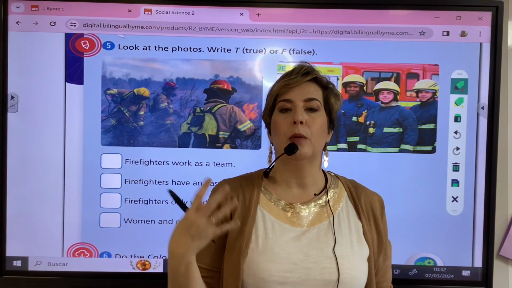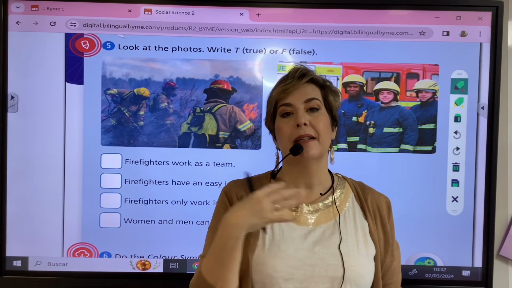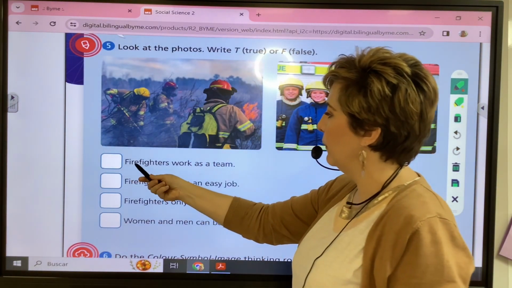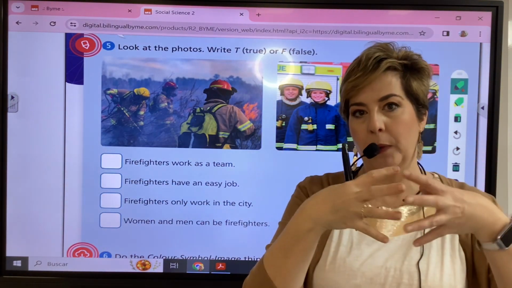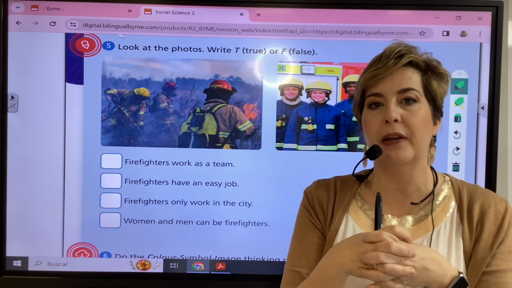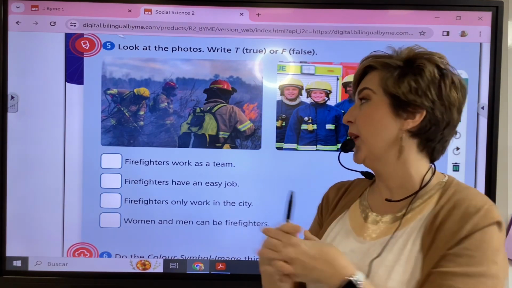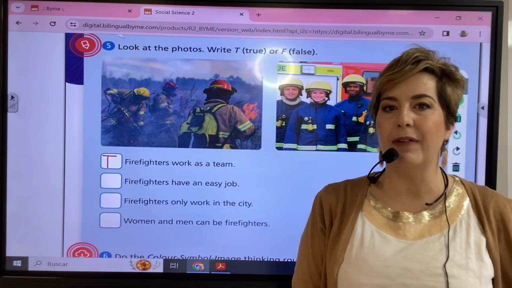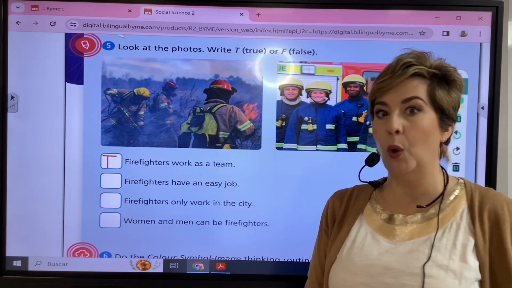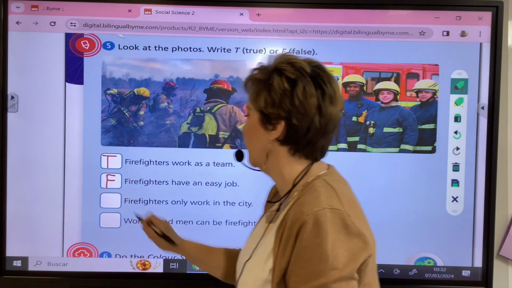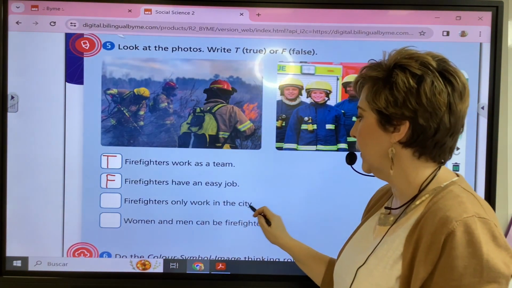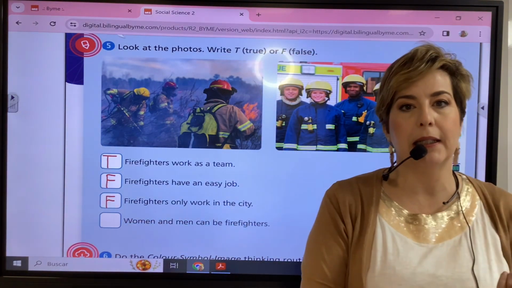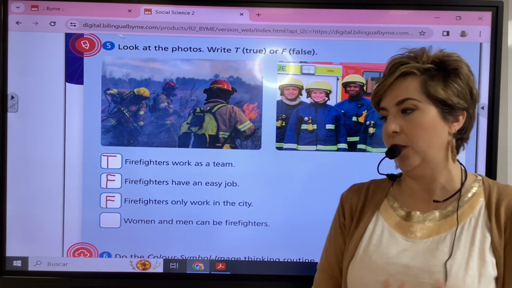One of the groups that works for our safety are the firefighters. Do you think that firefighters work as a team? Do they work together? True or false? True, they work as a team. They have to work as a team. Firefighters have an easy job. No, they have a difficult job. Firefighters only work in the city. No, firefighters work in the city, in the town, and in the village.